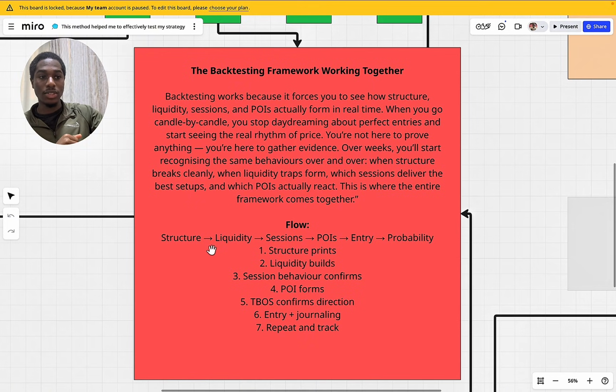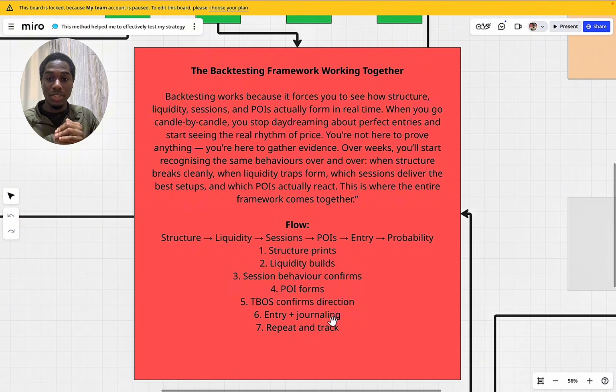So this is the whole flow of it. You identify your structure first, then liquidity, sessions, POIs, and then your entry, and how high probability or how low probability the entry is. It's very simple. Structure prints price, liquidity builds price, session behavior usually confirms, so either Asia, London, and New York. The behavior in which session usually confirms what price wants to do. Our POI forms, we have a TBOS giving us our true break, allowing us to know if this setup is actually very high probability. Then you have our entry and you journal, and you just repeat and you track, repeat and you track.